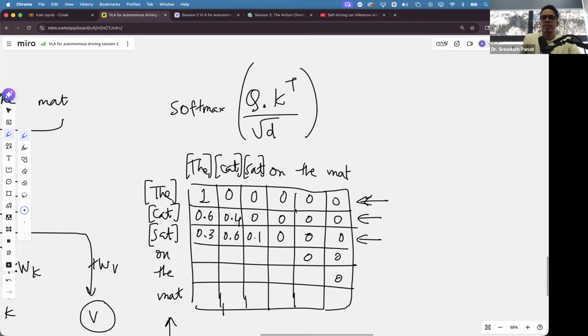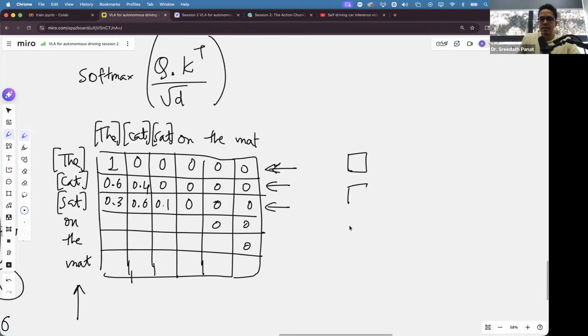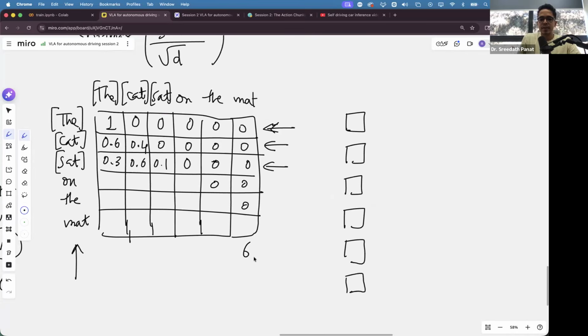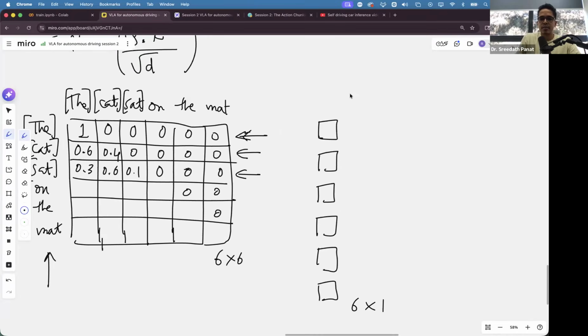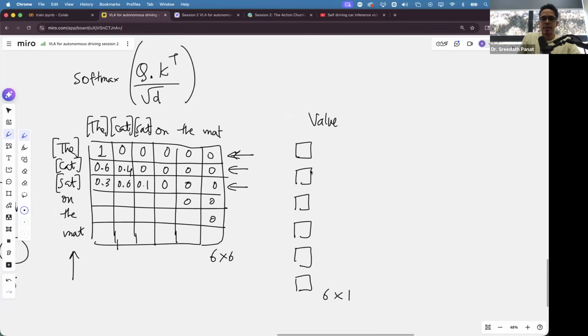Now what you do is, now you have value vectors. So value vectors are what? The cat sat on the mat. So the dimension of this is 6 by 6. The dimension of this is 6 by 1. Okay, so this is value vectors. Now what you do is, your context vector number 1 will be 1, and let's say the value of these value vectors are some random numbers, maybe V1, V2, V3, V4, V5, V6.